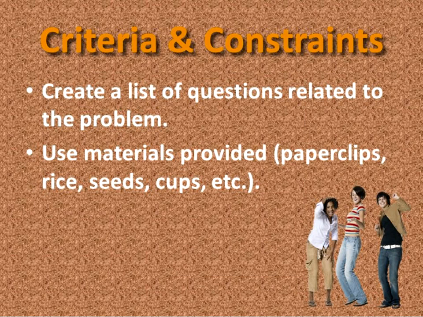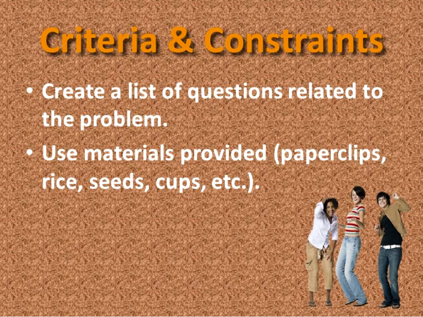Now, there are criteria and constraints that your students will be using as they do this lesson. You want to create a list of questions related to the problem. So we've talked about what the problem is: you want your balloon to float at a certain altitude or a certain height, either in the classroom or outdoors. And so you want your students to start, depending on their age, thinking about how am I going to get it to stay there? What am I going to put on there? What will I do or create or add in order to keep it there?